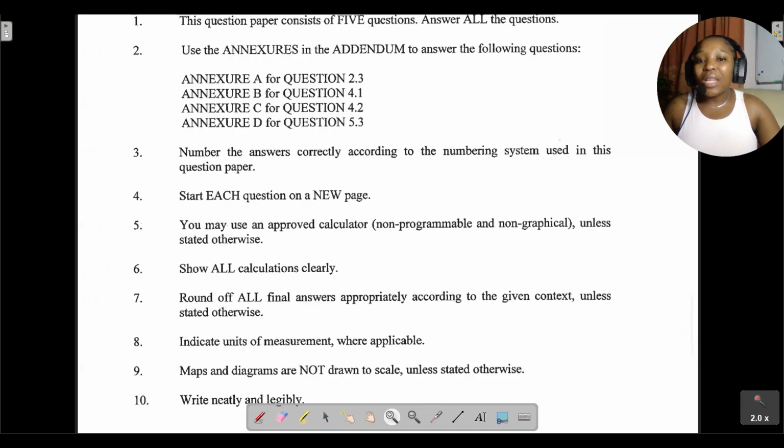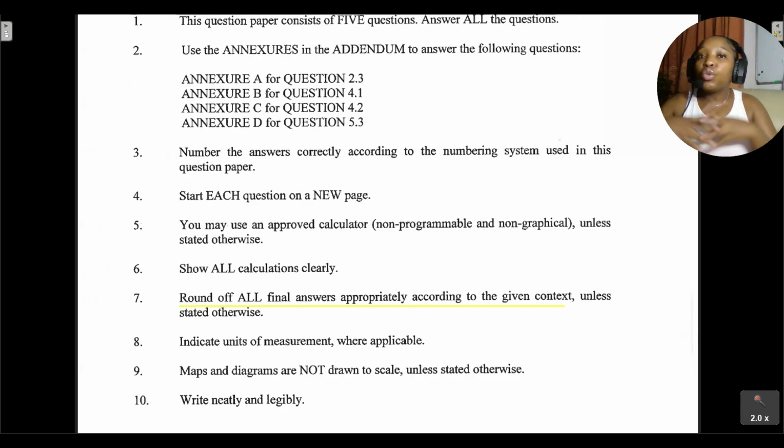So here, what's very important is what's mentioned here. It says that you need to round off all final answers appropriately according to the given context. So when it comes to rounding off, we're going to follow the instructions that are given to us. If they don't give us any instructions, that means that we are just going to round off to 2 decimal places or 3 decimal places. All right, so I hope that's clear.